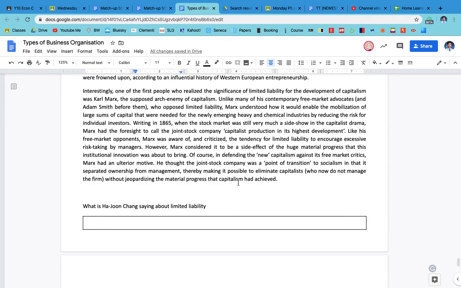So you should know about sole traders, partnerships, private limited, public limited, limited liability, unlimited liability, and private and public sector firms. Okay, hopefully that's quite quick, pretty straightforward. We'll do some more work on this in the future, because that is quite a lot of information to take in and recall.